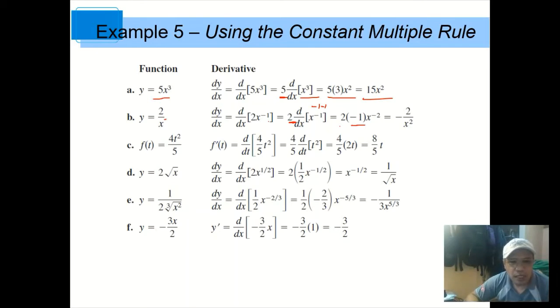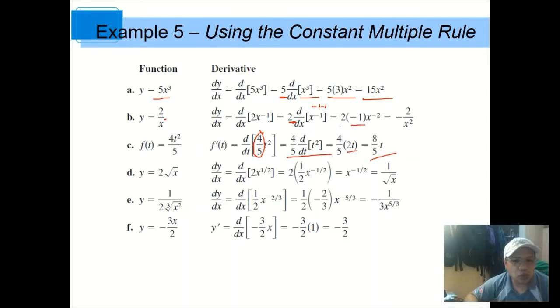Next is 4t squared over 5. So, ang number natin is yung 4 over 5. Then, t squared ang kukunan ng derivative. So, 4 over 5, derivative of t squared. So, derivative is 2t. So, 4 over 5 times 2t is 8 over 5t.